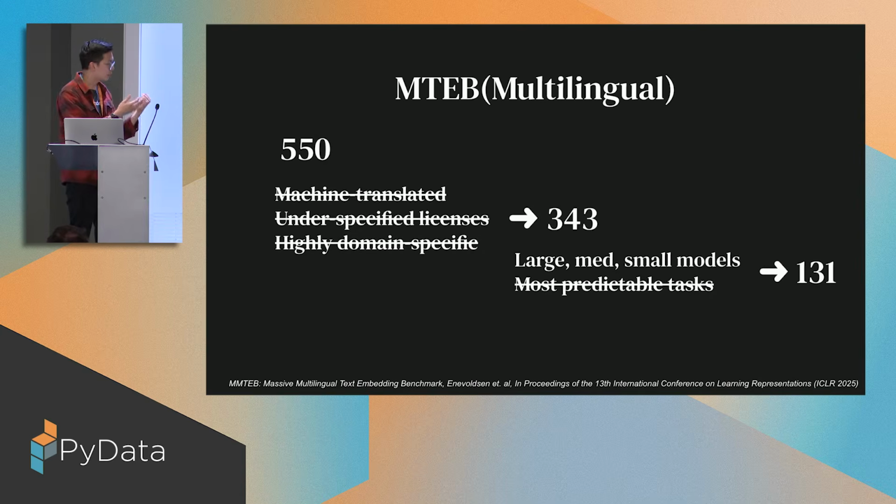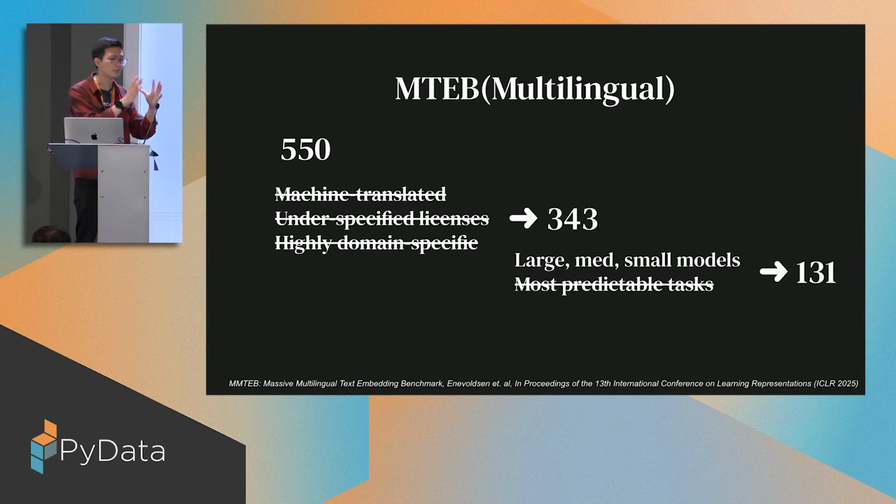So in our paper, what we did was we initially gathered over 500 tasks and then dwindled it down step by step. We remove a few things like machine translated data sets, those that don't have specified licenses, or any highly domain-specific data sets for the multilingual benchmark. And then after that, once we get to around 300, we look at a representative selection of models.